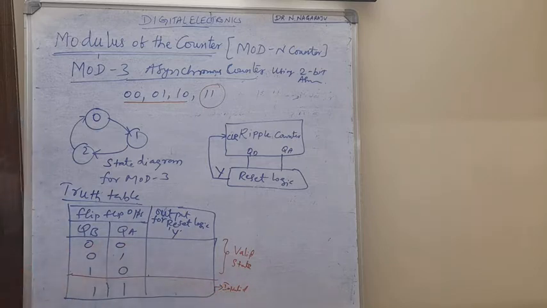Okay. Now, for valid states, I am going to put here 1 1 1. So 0 0 is valid, 0 1 is valid, 1 0 is valid. Only 3 states. The remaining one is what? Reset logic. So I am going to put 0 over here. So for this, I want to construct one K-map for finding y.